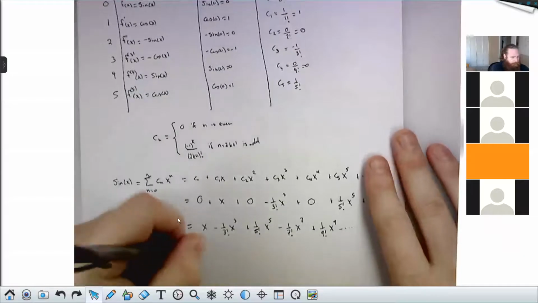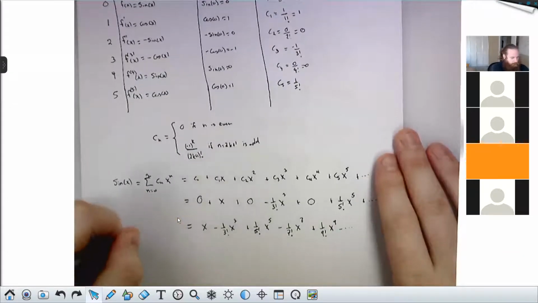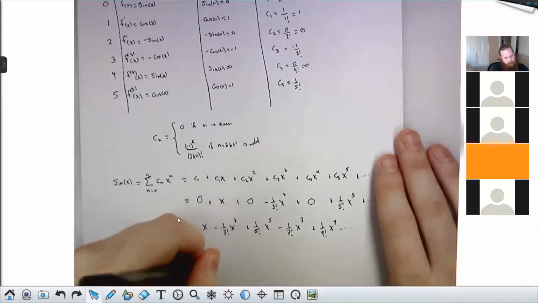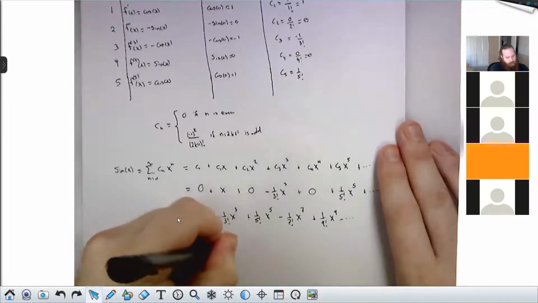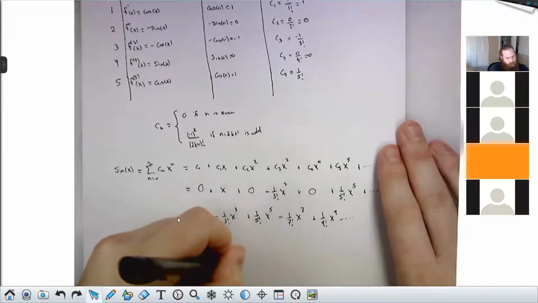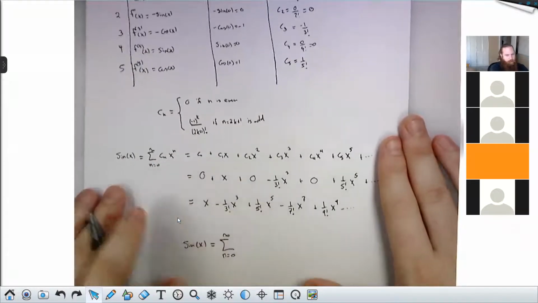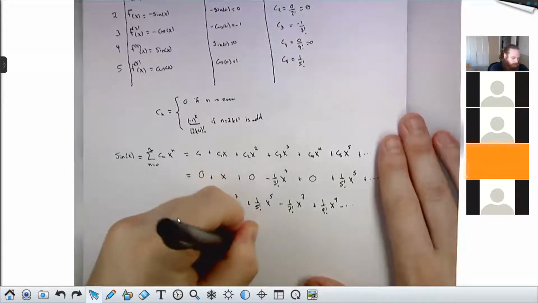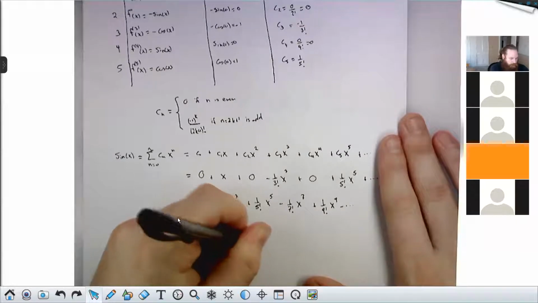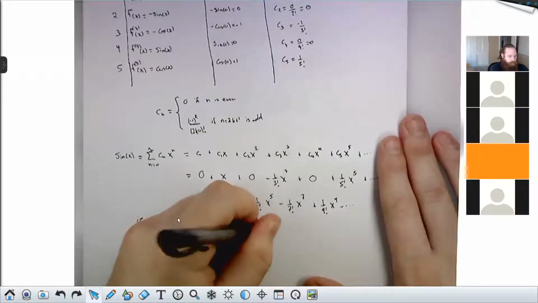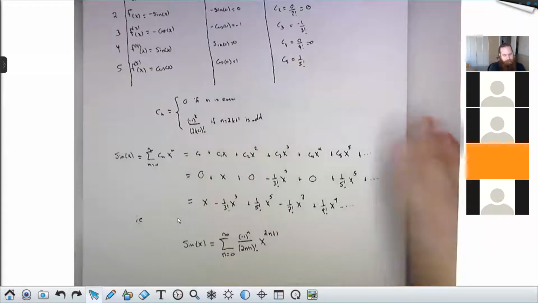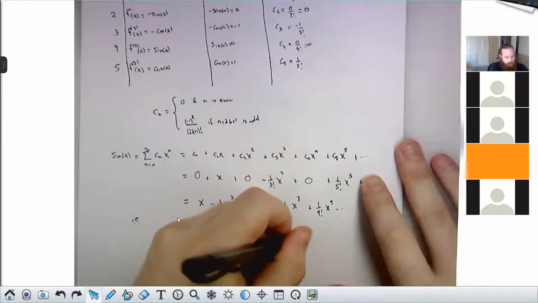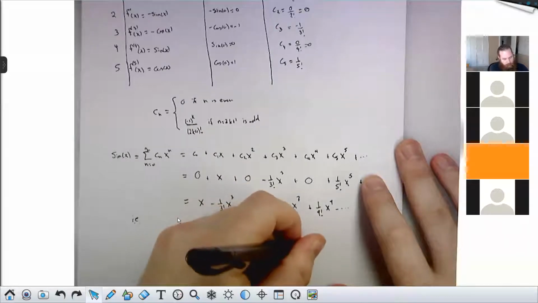So if I want to write this in sigma notation, here is the thing that you would need to save. Sine of x, or sine of anything, is sigma n from 0 to infinity, negative 1 to the n over 2n plus 1 factorial times x to the 2n plus 1. And the interval of convergence here is negative infinity to infinity.